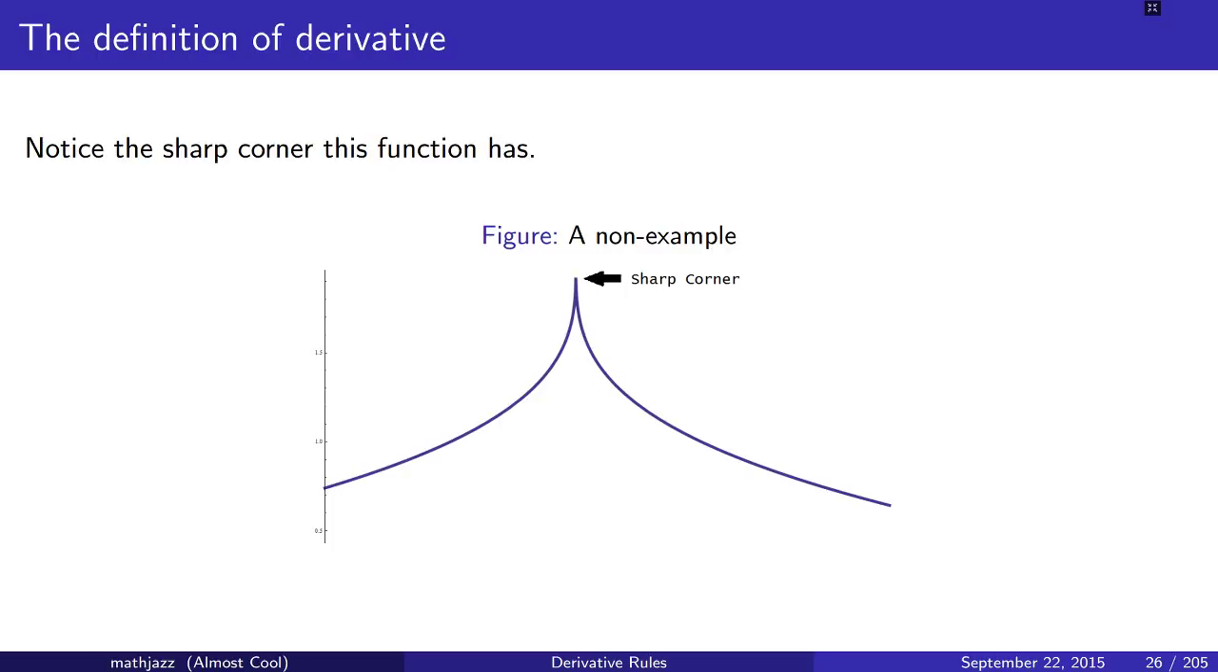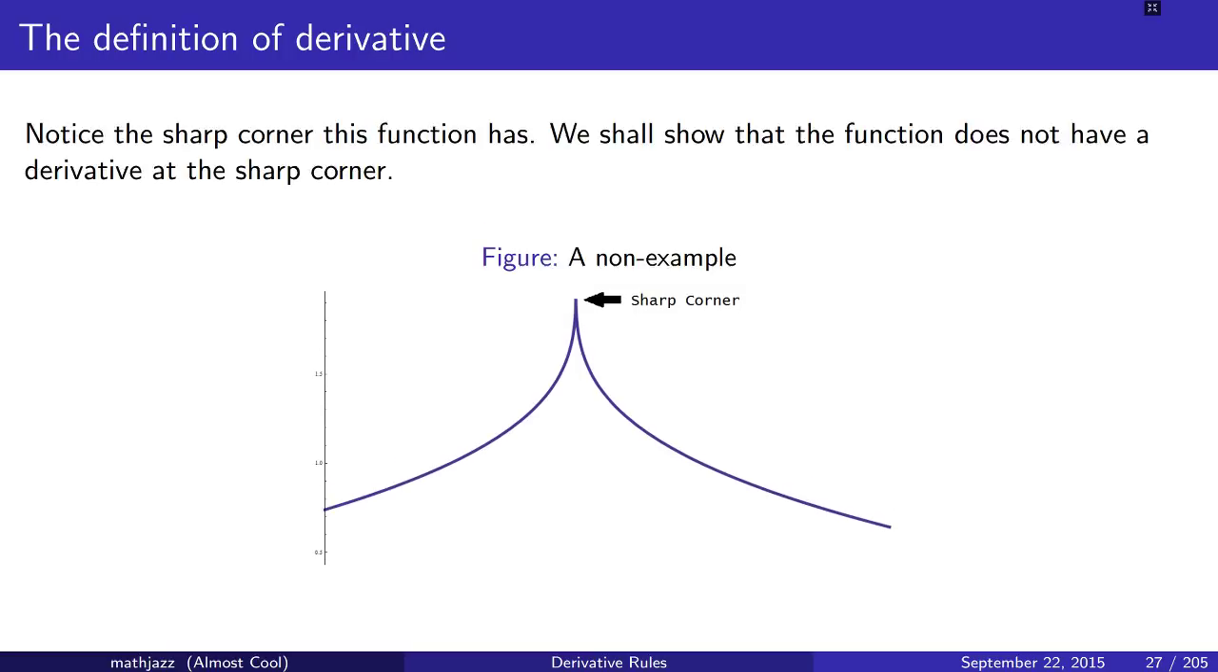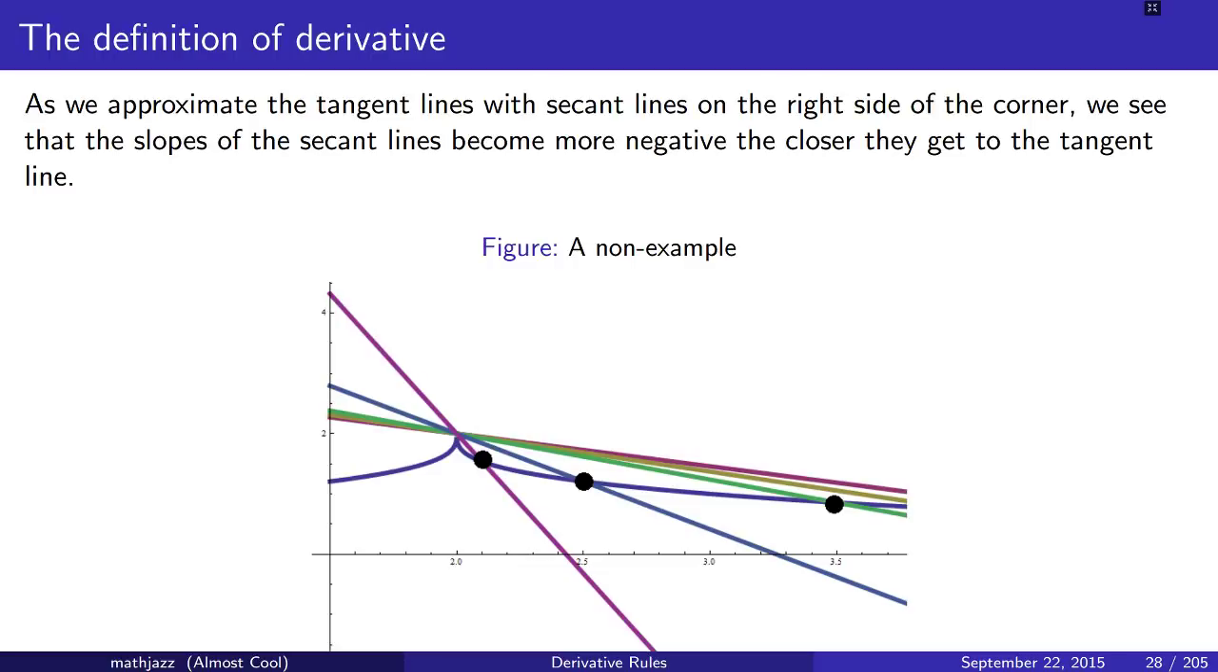In particular, that sharp corner is not differentiable, and we'll show why using secant lines to approximate our tangent line and showing that it just doesn't work. Now, there are other types of non-differentiable functions, but this was easy to draw. So we will show again that this sharp corner is not differentiable. Here are some approximating secant lines of this function at the point 2 where that sharp corner is.